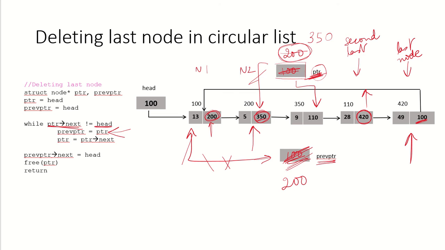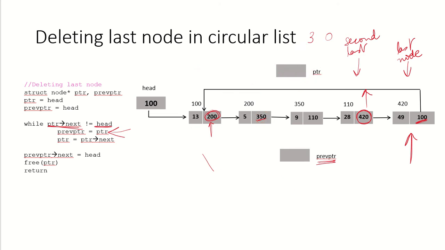So PTR will point to the last node and previous PTR will point to the second last node. So at this point, PTR will have a value 420 and previous PTR will have a value 110. That means we have reached the last and second last node.